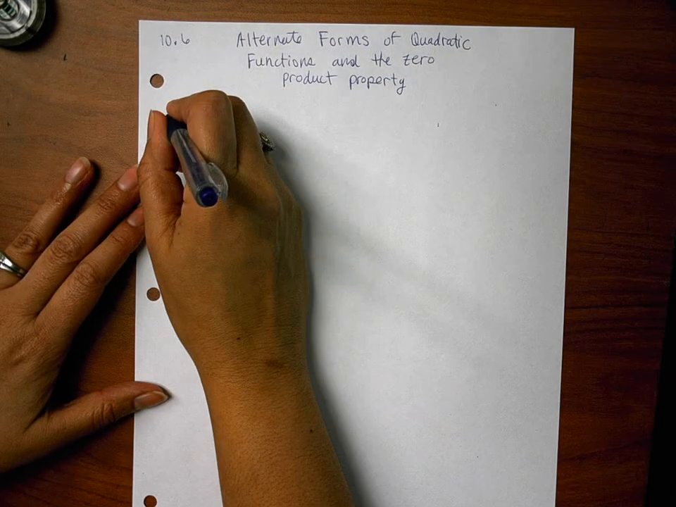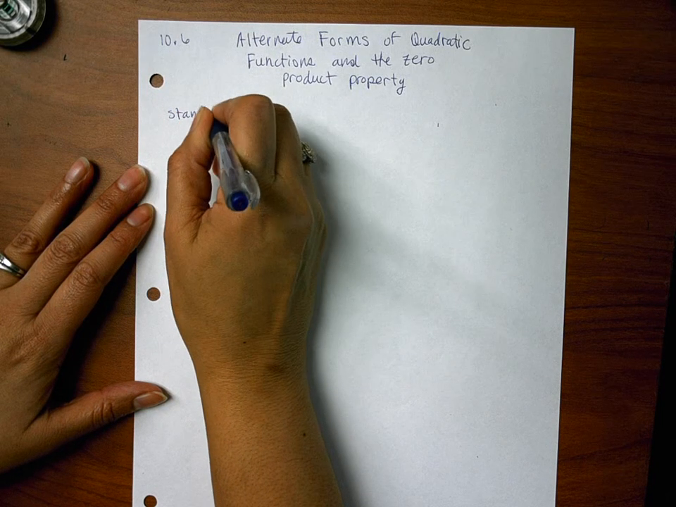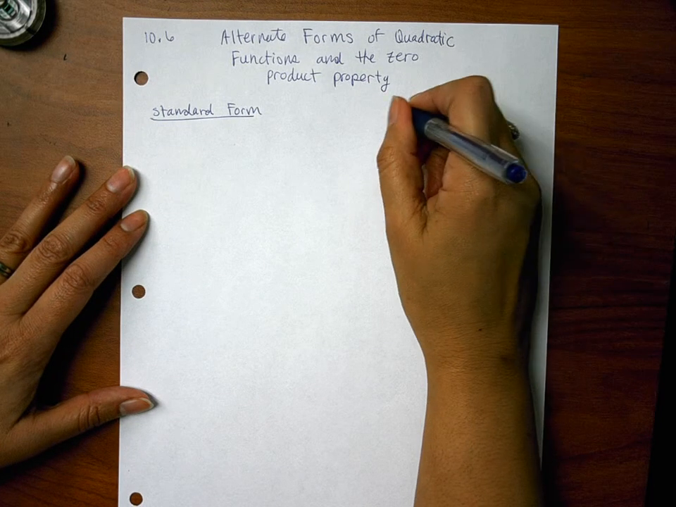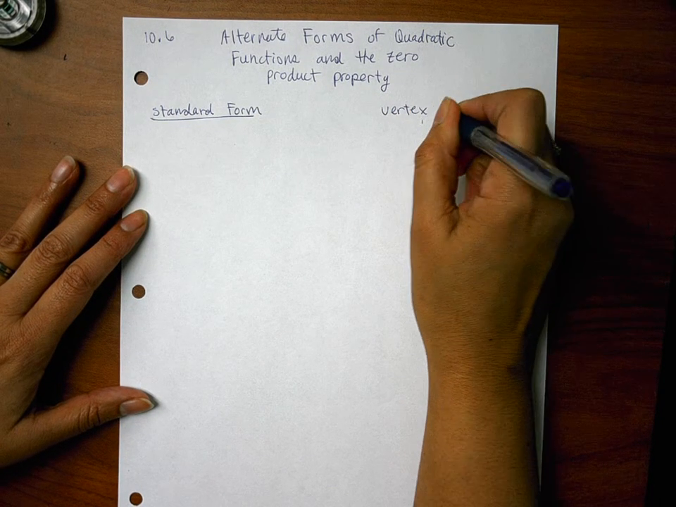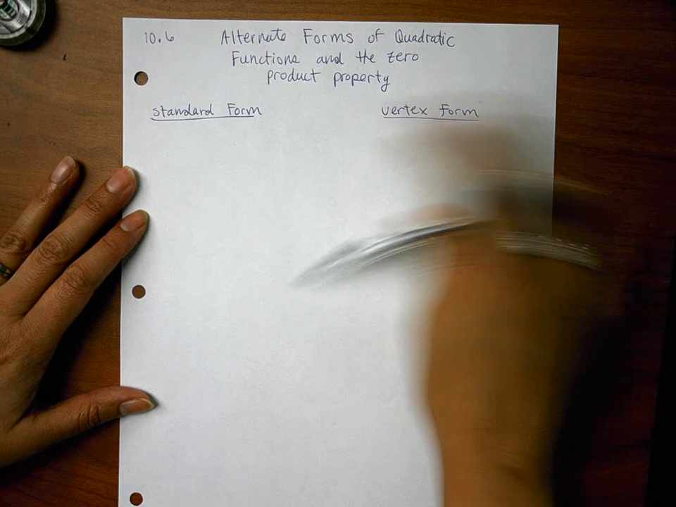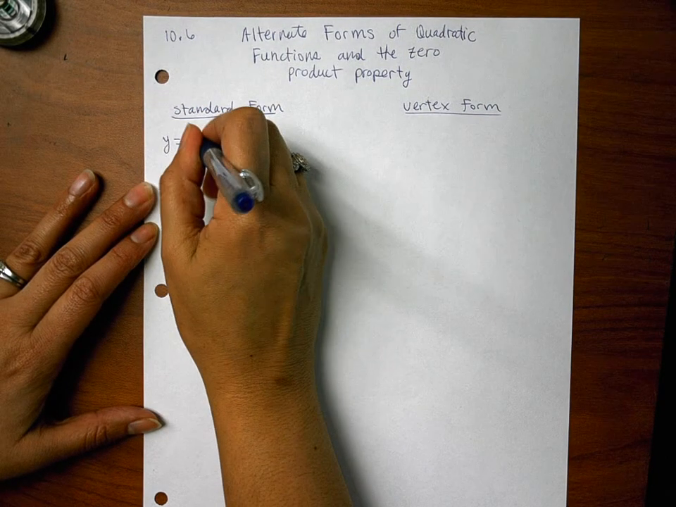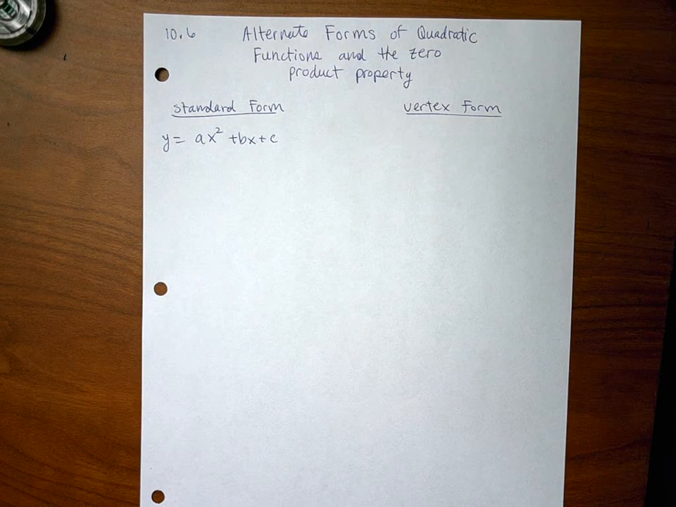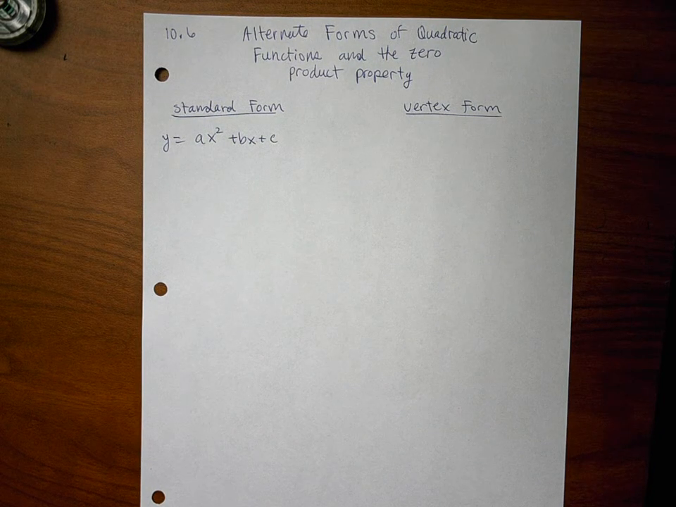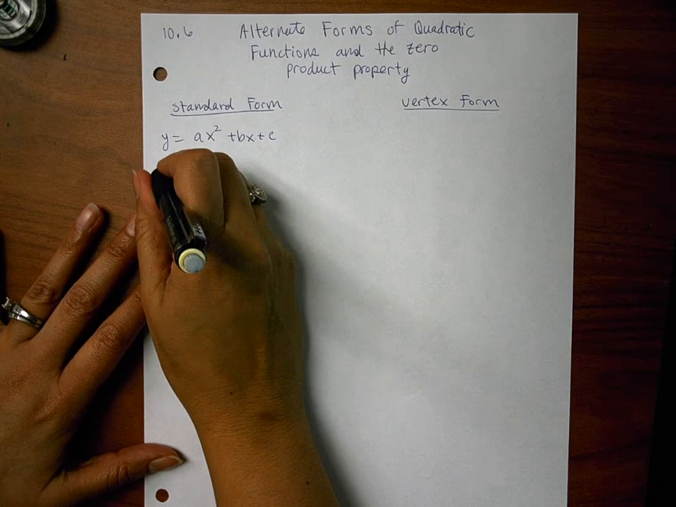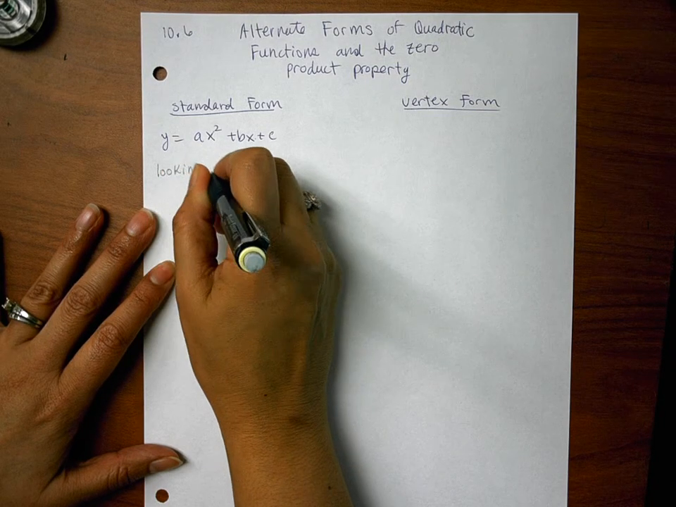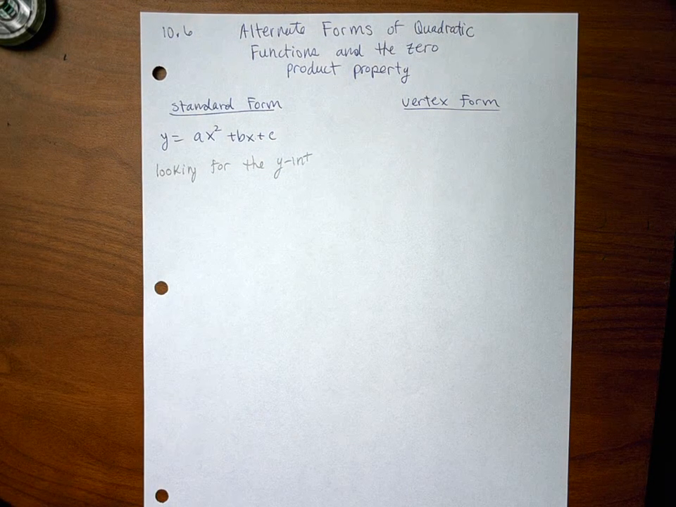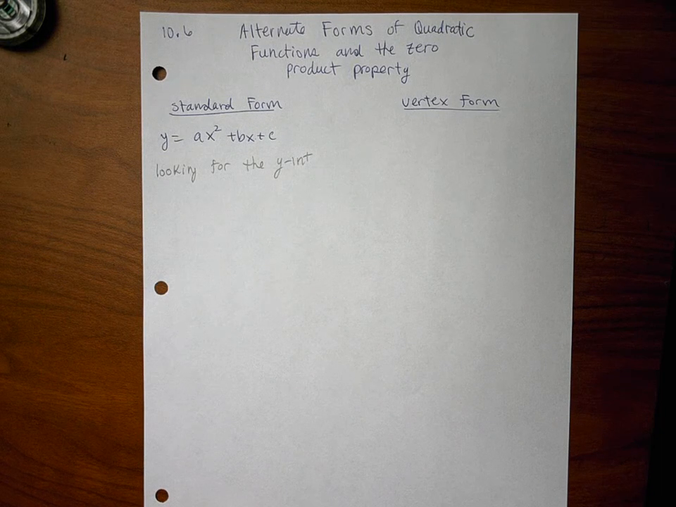Okay, so we're going to talk about the two forms that we've worked with so far, standard form and vertex form, and what the difference is when one is nicer than the other. Y equals ax squared plus bx plus c. That is your standard form, and this form is really nice when we are looking for the y-intercept.